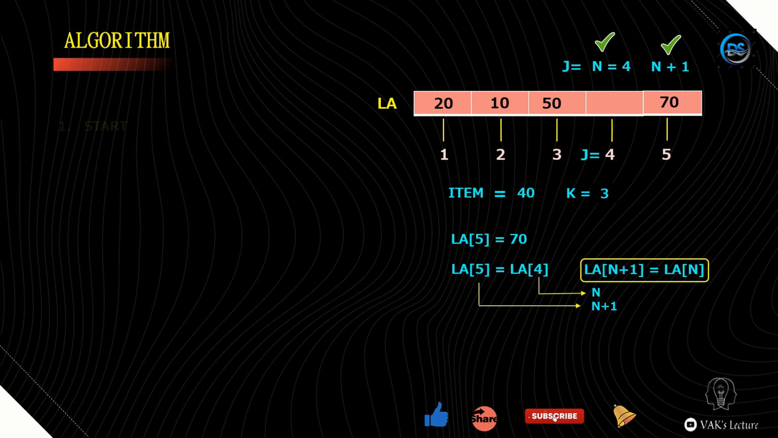So, simultaneously, we will write the algorithm also. In step 1, start the algorithm. In step 2, we will set j to n. So, our j value will be 4.